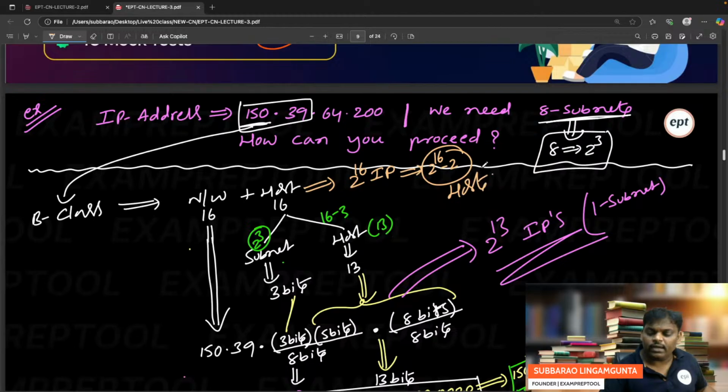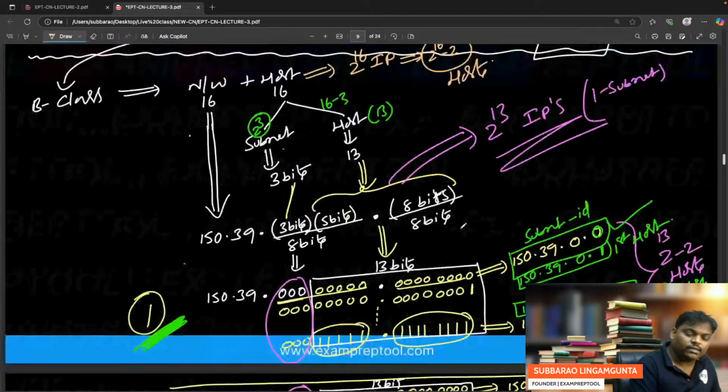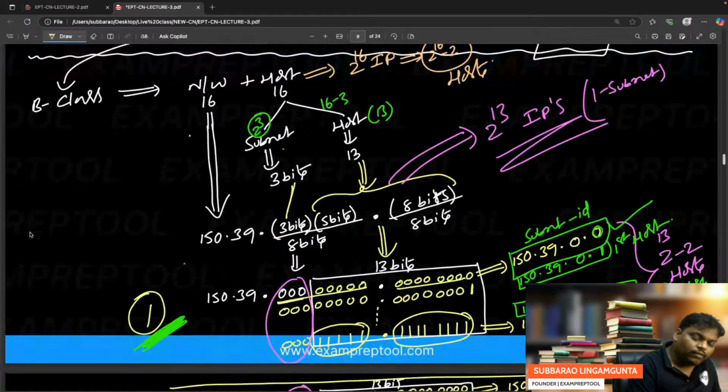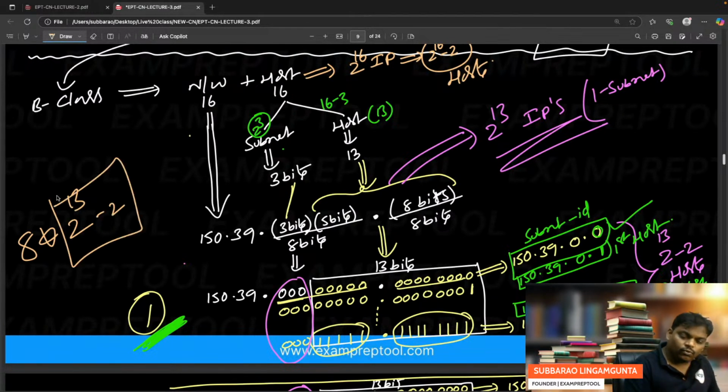Now what happened? Everyone listen. Now 8 groups are there. Every group contains 2 power 13 IPs minus 2 hosts, which will go to 2 power 8 into 2 power 13, which is going to be 2 power 16 minus 16. So remember, see this: in the place of minus 2, it is minus 16. So I think 14 IPs will be wasted.